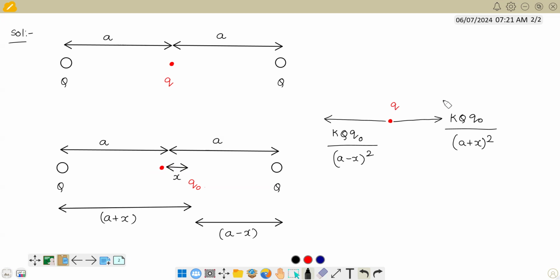I have displaced it to the right. As you can see, the force on the left is much greater than the force on the right when you displace it towards the right. So eventually, our particle will try to get back to its original position. Let us find the net force acting on the body.